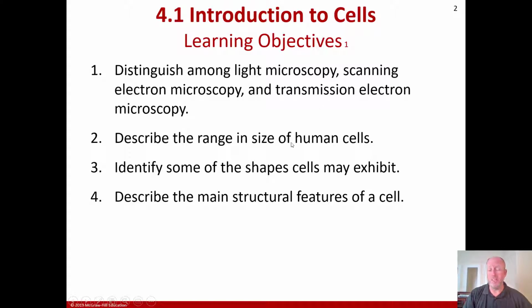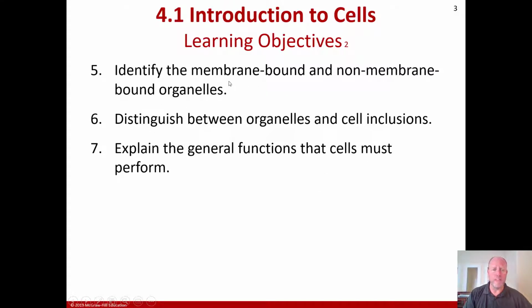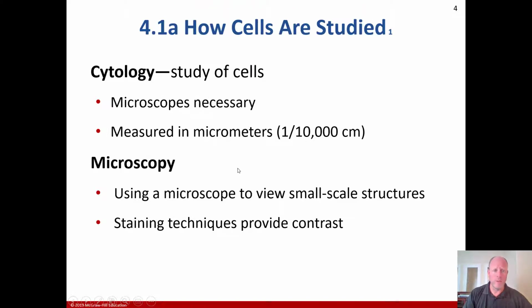You should be able to describe the range and the size of human cells, at least to some extent. Identify some of the shapes cells may exhibit, as opposed to remembering every single one of them necessarily. You should be able to describe the main structural features of the cell from a general standpoint. Identify the membrane-bound and non-membrane-bound organelles, distinguish between organelles and cell inclusions, and explain the general functions that cells must perform. So cytology is simply the study of cells.